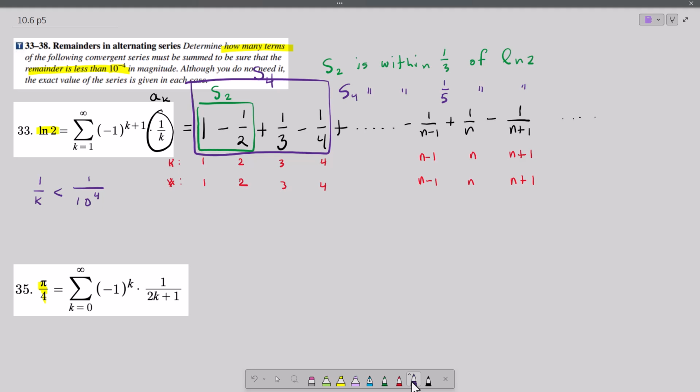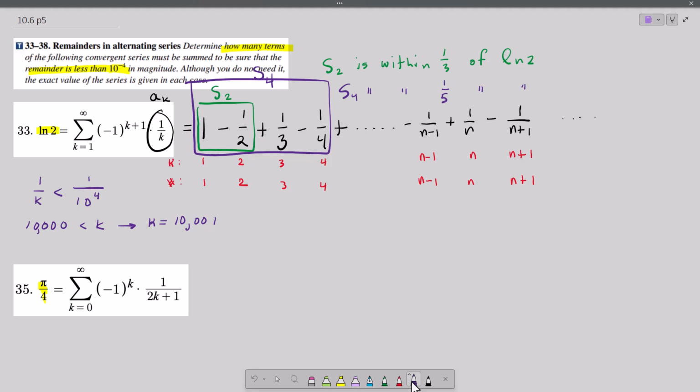So S sub 4 is going to be within 1/5. We want the first unused term to be less than 10 to the negative 4. So we want to figure out what k is going to give us a value less than 10 to the negative 4. So we multiply both sides here, cross multiplying, and we have 10,000. So k has to be greater than 10,000. And we want the first k value that makes this statement true. So what does k have to equal? 10,001. That's the first k value after 10,000.